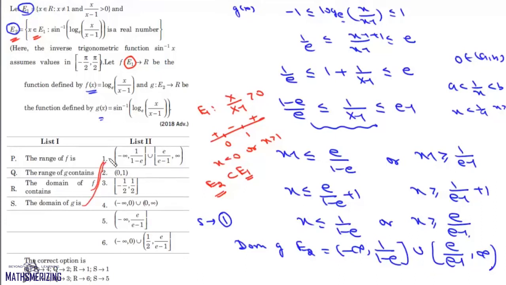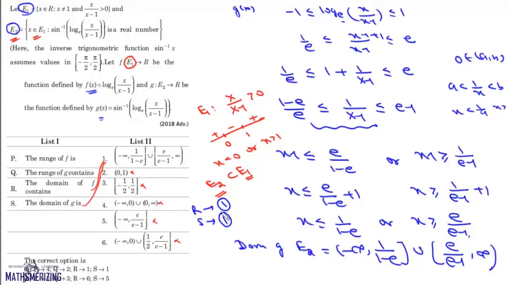Now we look at all other options, which should contain elements either less than 0 or greater than 1. So between 0 and 1, it is not possible. This one contains elements between 0 and 1. This will also have elements between 0 and 1. Again, it's not possible, and this is also not possible. So this R matches only with S.